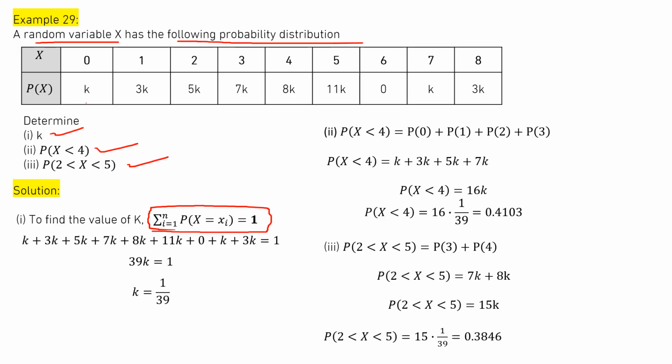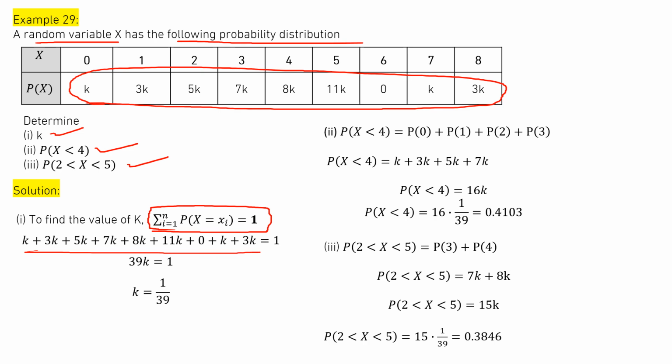So here you are going to add all these probability values, and you say the total value is equal to 1. Let me write all the probability values and set it equal to 1. If you add these values, you will get 39k equal to 1. If you divide both sides by 39, you will get k equal to 1 over 39. So the first case is done.